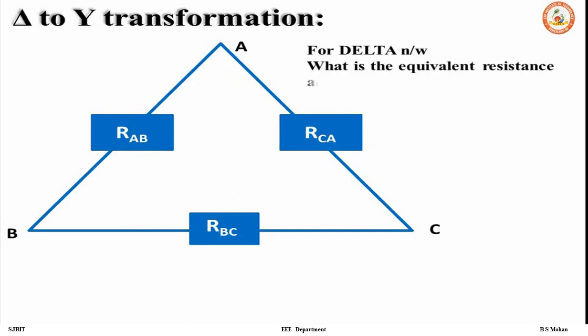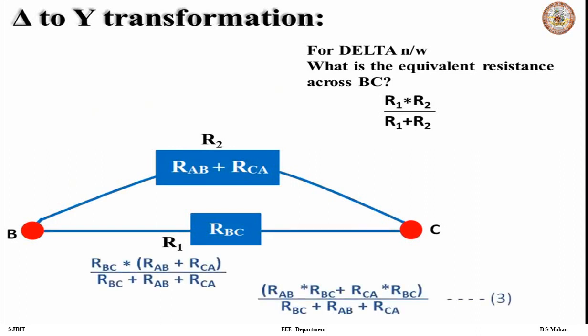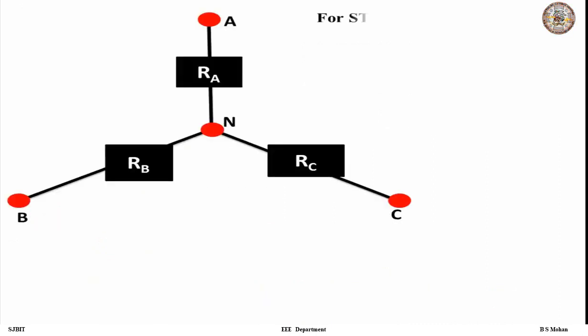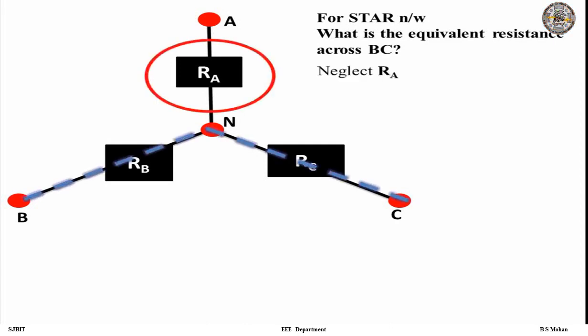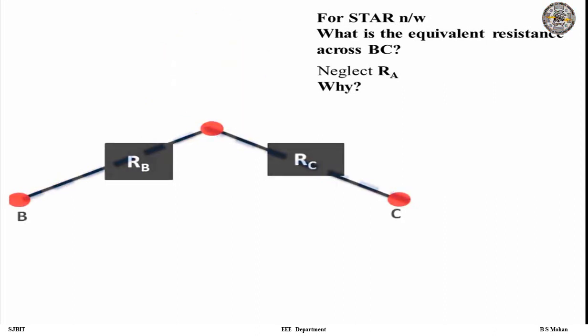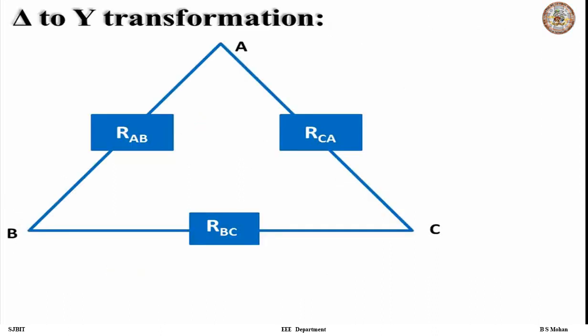For the delta network, what is the equivalent resistance across BC? Neglecting point A, RAB and RCA appear in series, and these two branches are in parallel. Thus, we can rewrite them in equation 3, as shown here. Similarly, for the star network, what is the equivalent resistance across BC? We can neglect RA. I hope you understood why we are neglecting RA. Thus, as shown in the figure, across BC the equivalent resistance is RB plus RC. For equivalence, equating equations 3 and 4, as shown in equation B.